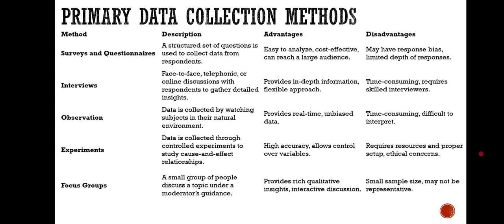Next method we have is focus group. That means a small group of people discuss a topic under a moderator's guidance. And these are the advantages of focus group: it provides rich qualitative insight and interactive discussion. And these are the disadvantages of focus group: small sample size may not be representative. Okay, so when you want a small sample size, then go for focus group. If you want to get data from a large number of respondents, then go for a questionnaire or survey.